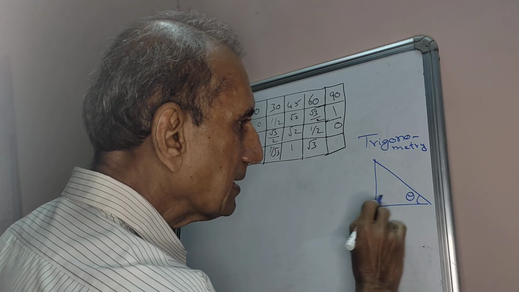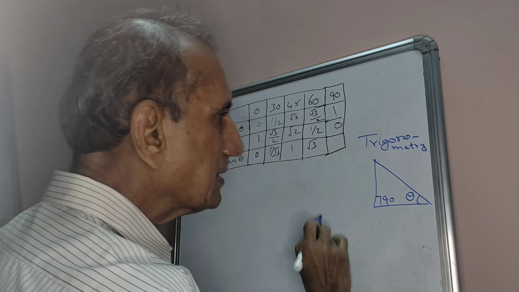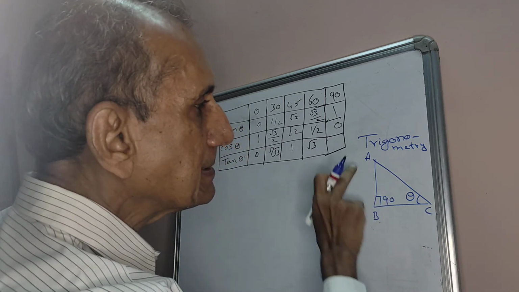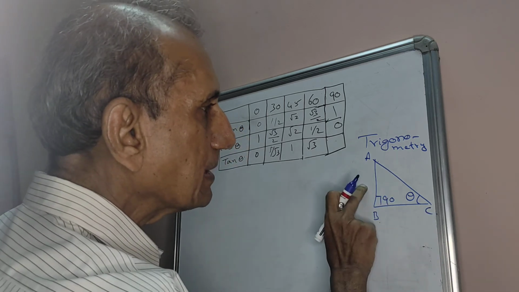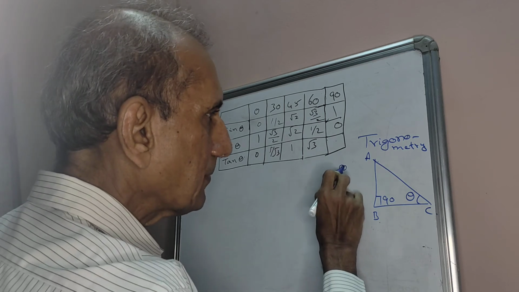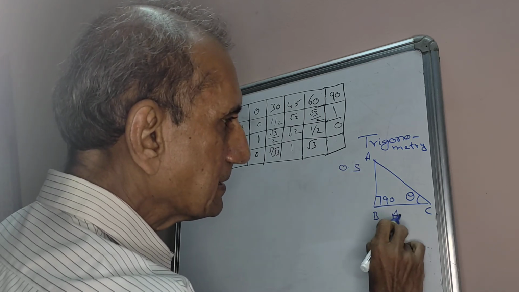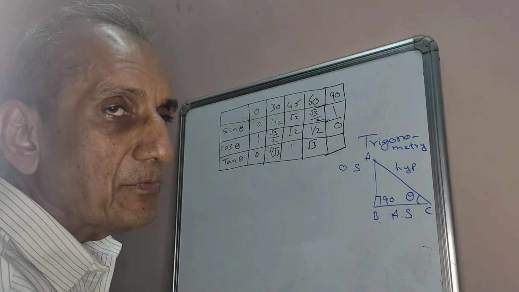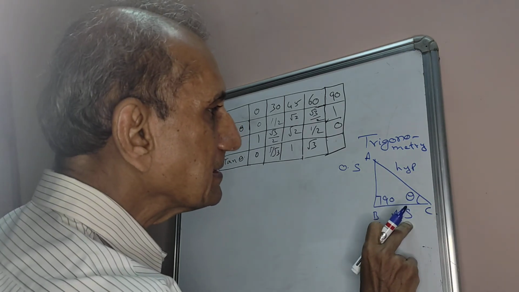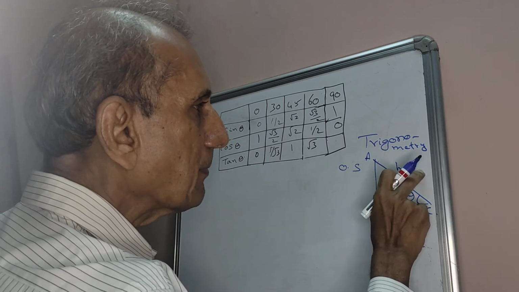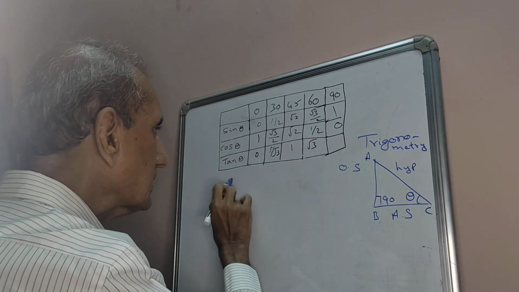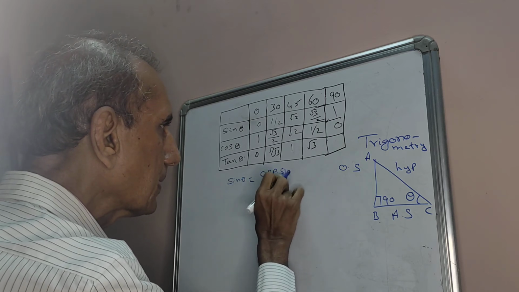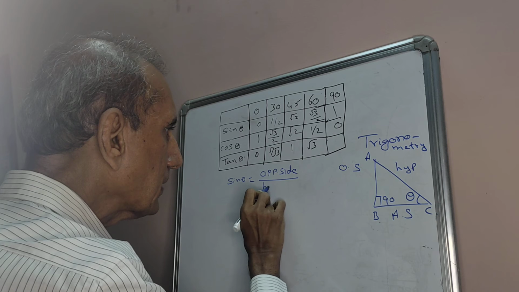If this be theta, if this is 90, then what did we say? This is ABC, and the side opposite to the theta is called the opposite side, we said. Okay, this is the opposite side, this is the adjacent side, and this is the hypotenuse. So we said sine theta is equal to opposite side by hypotenuse.